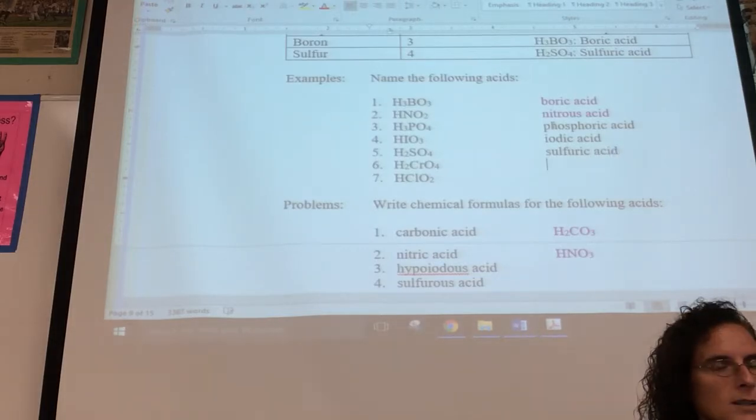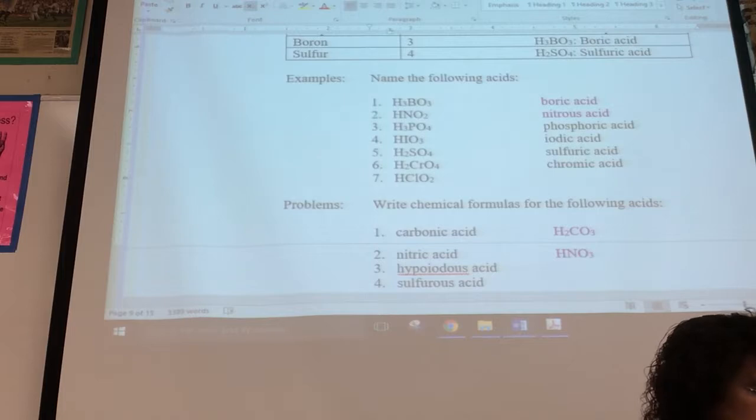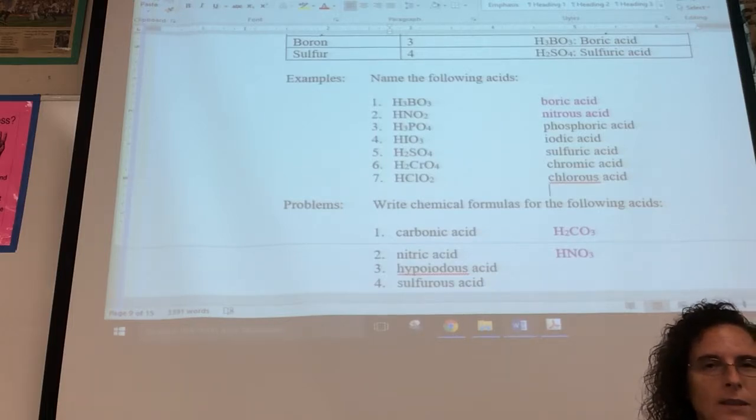This one's a little unusual as well. CrO4 2- is the chromate ion. And HClO2, ClO2 1- is chlorite ion. So this is chlorous acid. So ite becomes OUS. Can you have dichromic acid? Yes. H2Cr2O7, and that one's really weird because you got 7 O's.